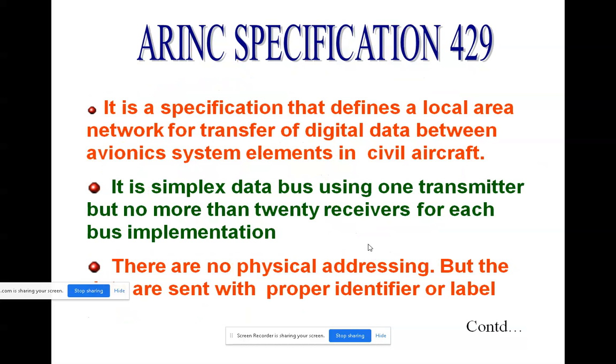The specification of ARINC 429 is that it defines a local area network for transfer of digital data between avionics system elements in civil aircraft. So most probably this type of data bus structure, that is architecture, is used in civil aircraft systems.